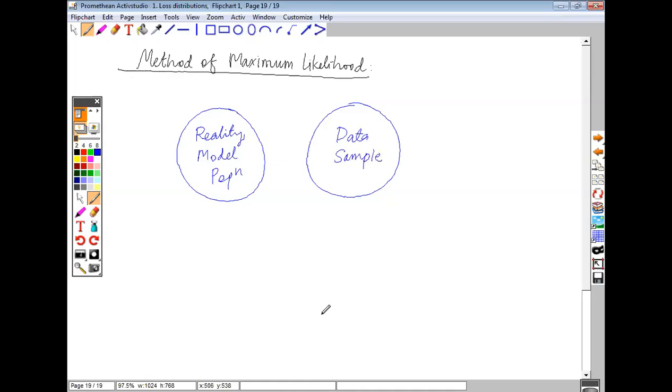Sometimes what happens is that you're given a data sample and you have to try to see whether it fits the reality well or not. And in some cases, you might already have some model population which is specified, and you have to see what is the chance of observing those particular specifics in real life. So again, I'm talking about two different things here.